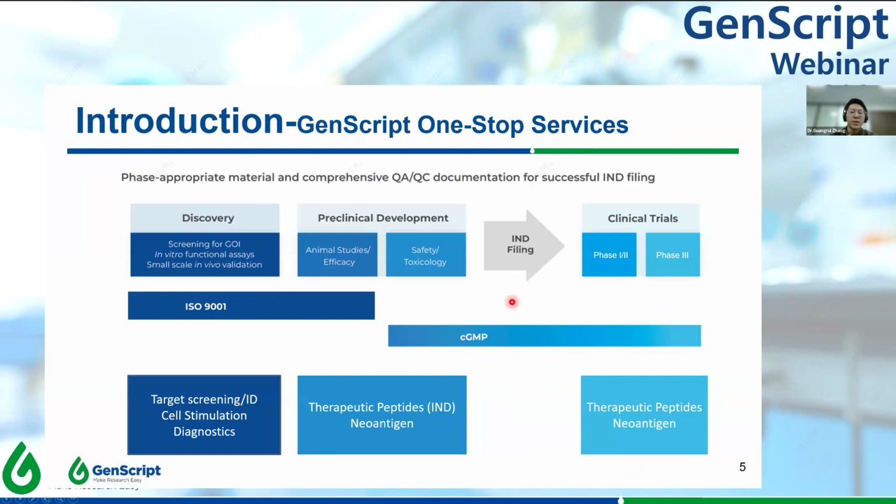So what can GenScript provide to you? As we know, the entire life process of drug research and development goes through different stages such as discovery, preclinical development, then IND filing, and then the clinical trial. So GenScript can provide one-stop service for the whole process, and moreover, our QMS is phased and can adapt to the requirements of each stage.